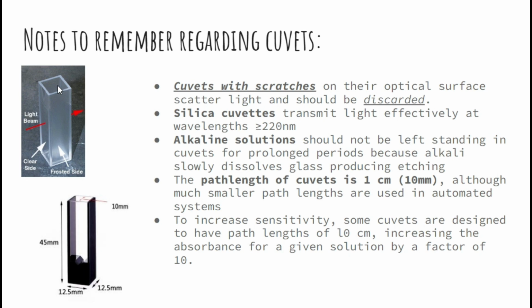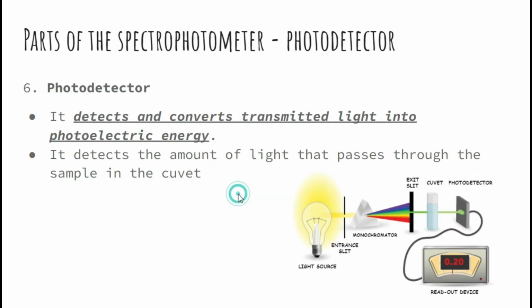The path length of the cuvette will have an effect po dun sa final concentration ng ating analyte. Although much smaller path lengths are used in automated systems, or mas maliit po na mga cuvettes ang kinakailangan. And to increase sensitivity, some cuvettes are designed to have a path length of up to 10 centimeters pa, increasing the absorbance for a given solution by a factor of 10.